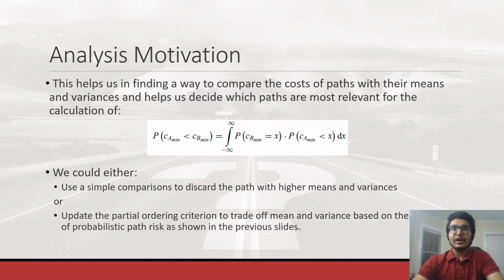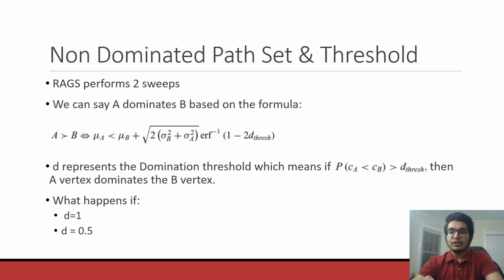Now, before moving on to the pseudocode, let's look into the topic of non-dominated path set and the threshold. The RAGS algorithm performs two sweeps, wherein the initial sweep is to determine the cost to go for each node in order to consider the path risk during its execution. And the domination threshold helps contain the number of dominated paths.